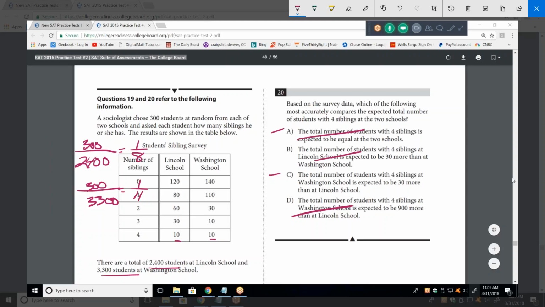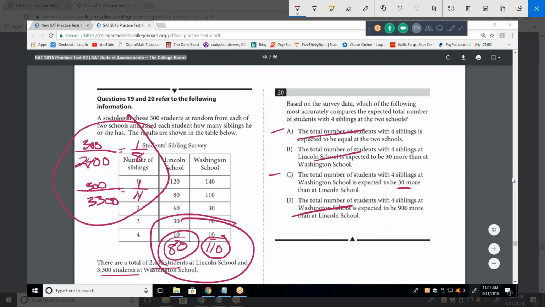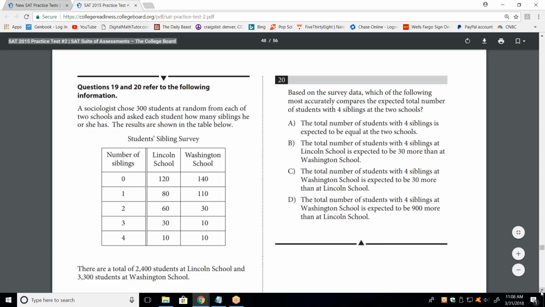So at Washington, you should have 110 students, multiplying that by 11. And at Lincoln, you should have 80 students. So yes, Washington should have approximately 30 more. But that was a lot of math to do. And this is a great question to show you that you don't always have to do the math. If you can eliminate 3 of the answers, you've got the answer.